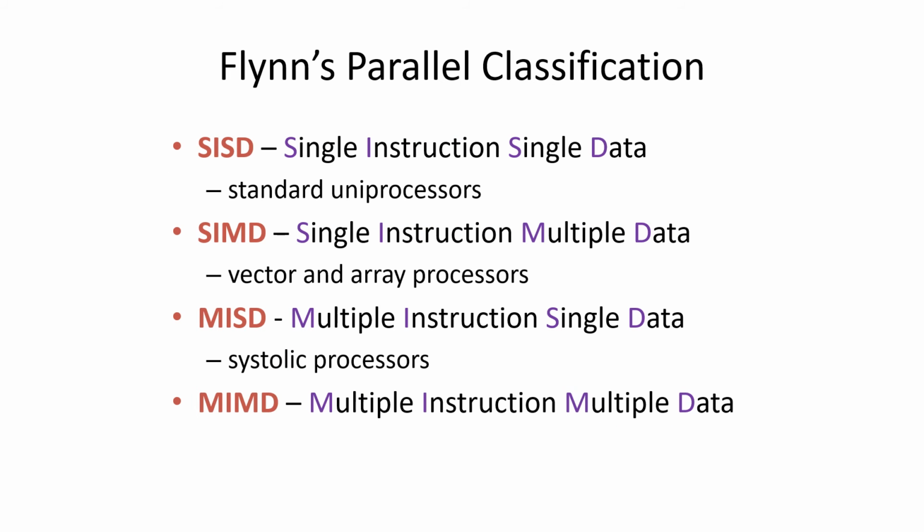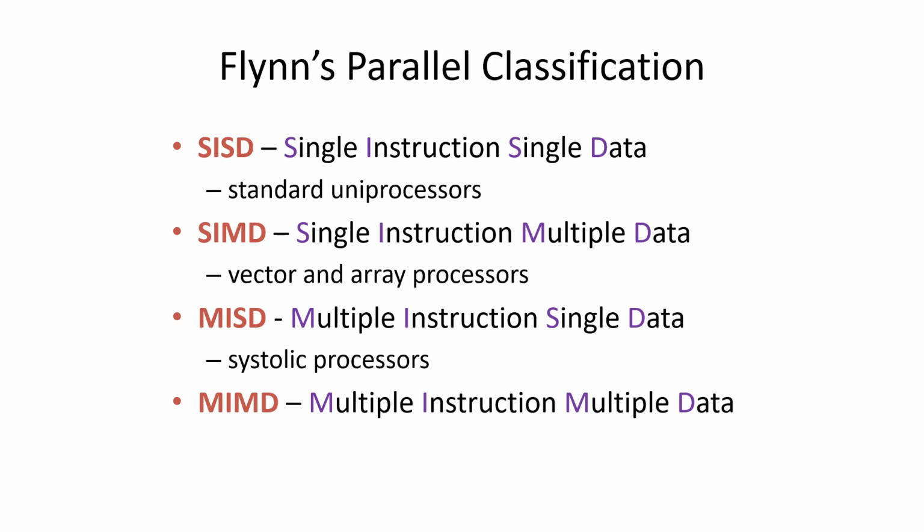Many years ago, Flynn came up with a classification for different types of computers, and we're still using that. It's important to know the classification because you see these letters in many places. There's single instruction, single data. That's your standard old-fashioned uniprocessor that executes one instruction with one piece of data or one pair of data.